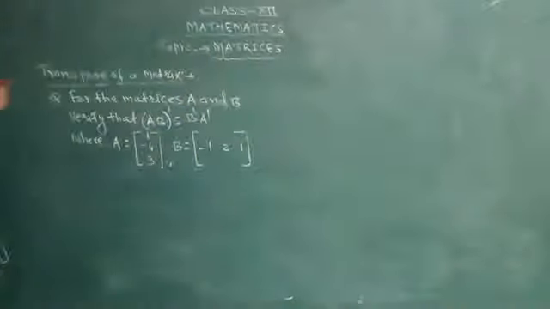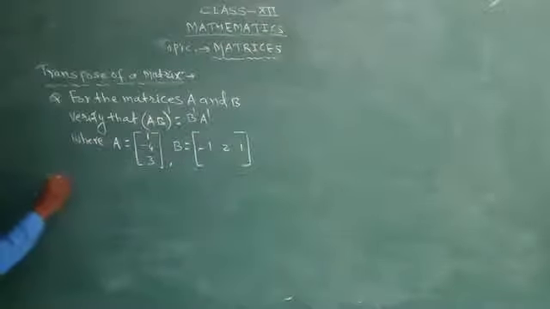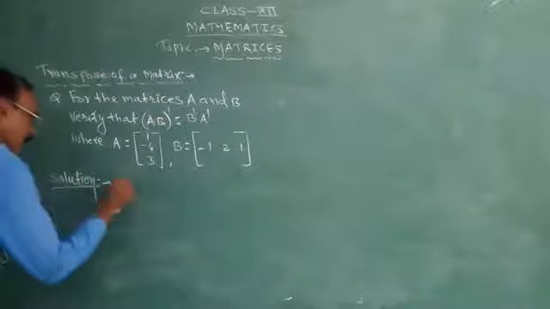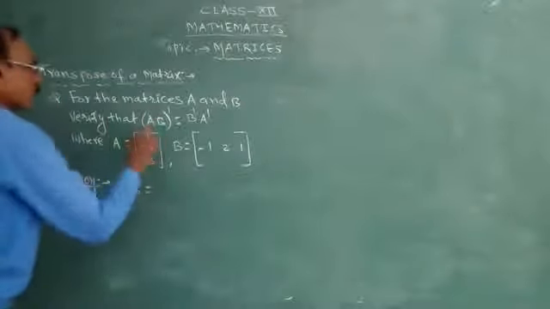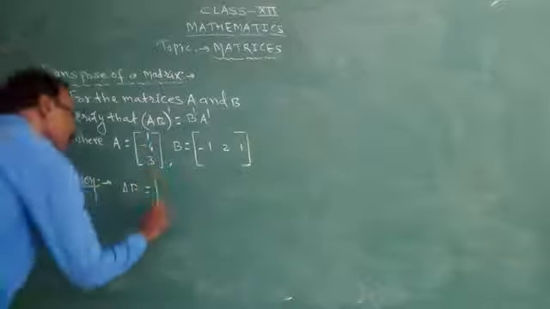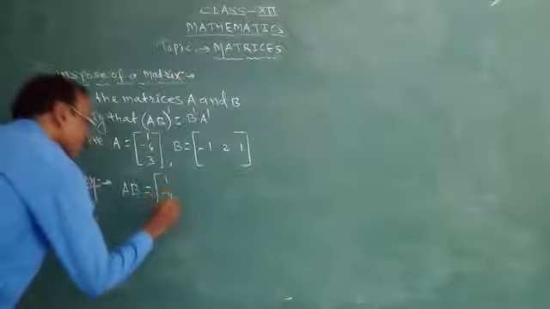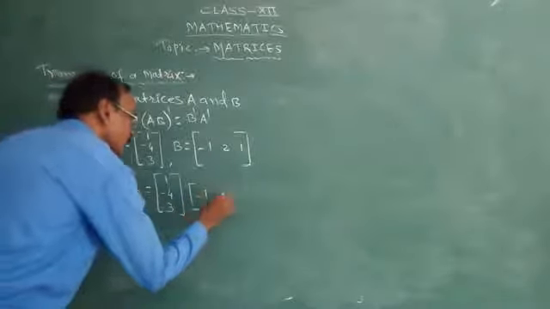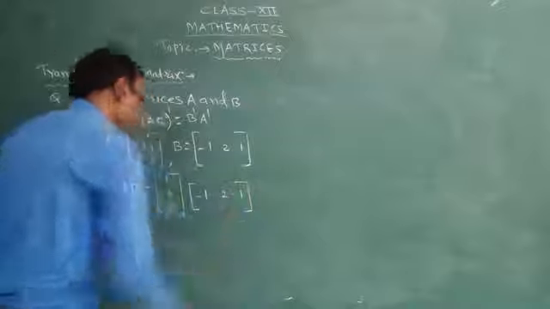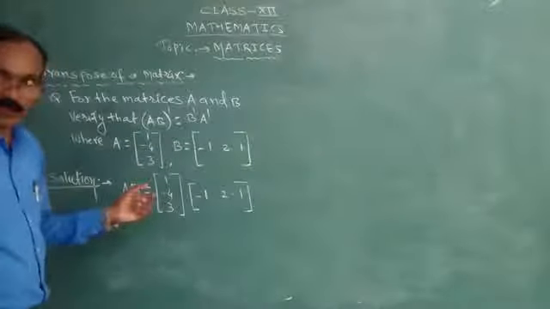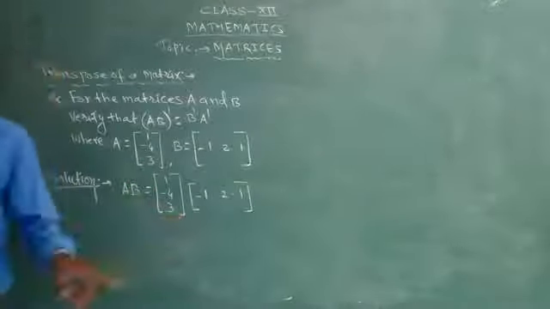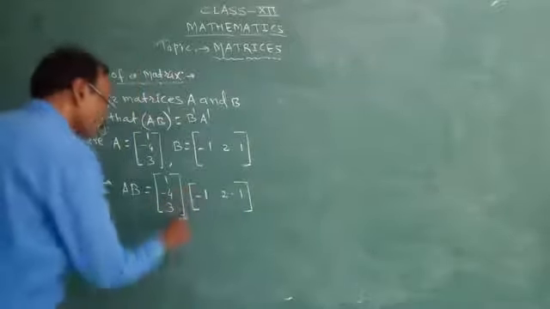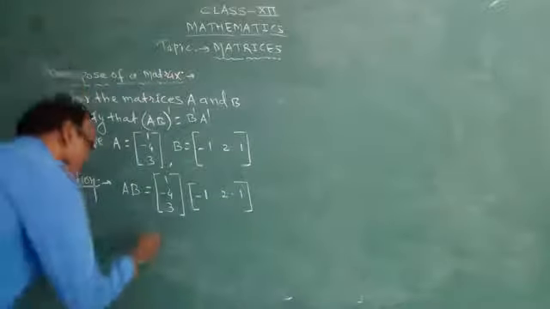So first of all, you take the product of A into B. Solution. A into B will be 1, minus 4, 3 into minus 1, 2, 1. This is a matrix of 3 by 1, 3 rows, 1 column. And this is a matrix of 1 by 3. 3 by 1 and 1 by 3. Okay. So take the product.